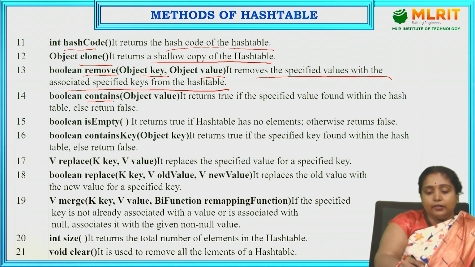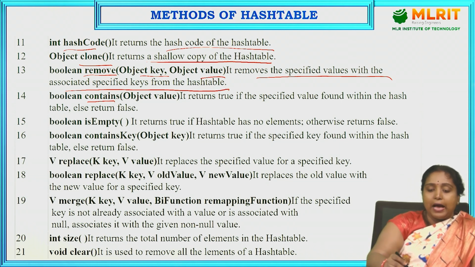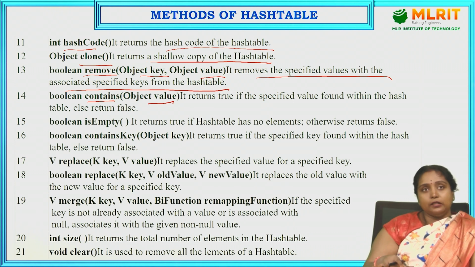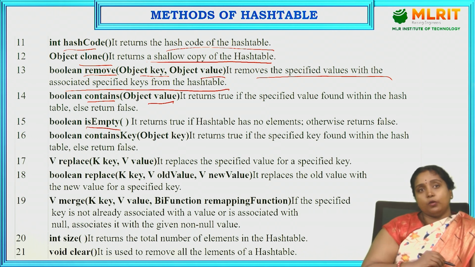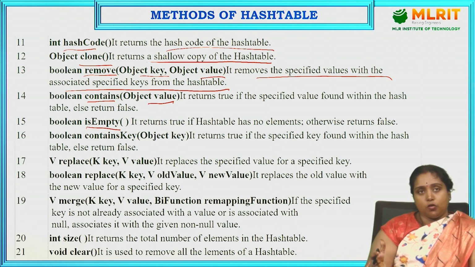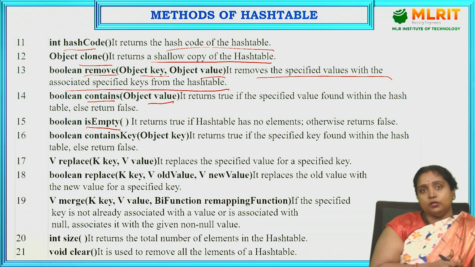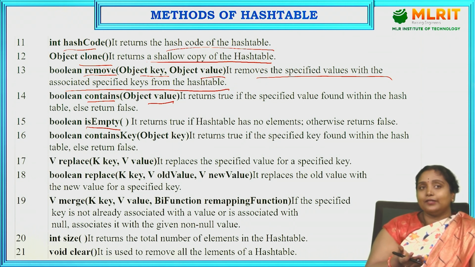And contains will check whether the value is present in that particular hash table or not. If it is present, it will return true. If it is not present, it will return false. And isEmpty is a method to check whether the hash table is empty or not. If it is empty, it will return true, and it will return false if it is not empty.